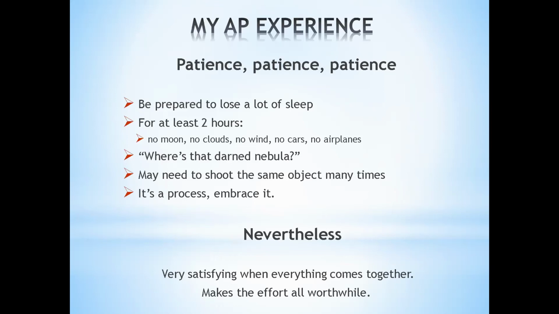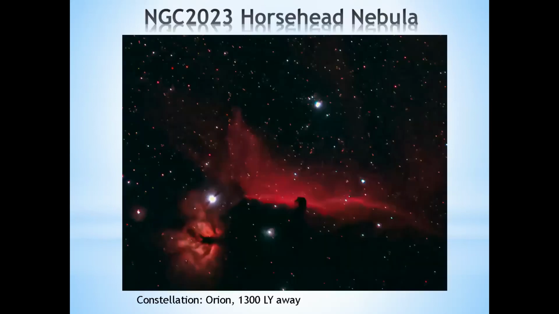Therefore, you may need to shoot the same object many times, either because you didn't quite get it centered or you want to increase the exposure time. And it's a process. But when it all comes together, it makes the effort worthwhile. So here's an example of the Horsehead Nebula, and that's the Horsehead right there. This is in Orion, 1,300 light years away.